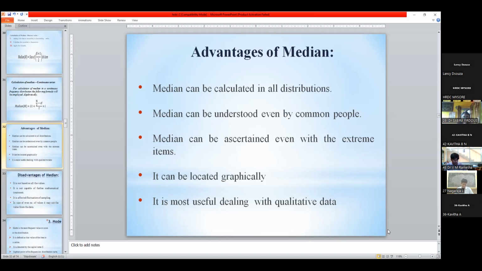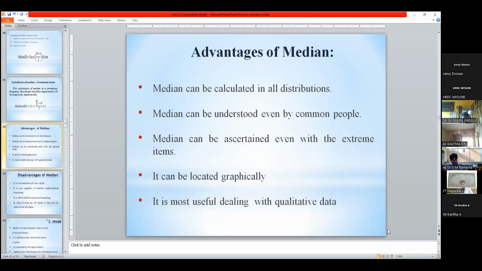Then median can be located graphically, so it is easy to locate. Remember how we used the ogive in the first session this morning. That's where you cut the graph at the 50th percent point, draw down a line, and that point would become the median. So it can be easily located through a graph, and median is a good statistic when you deal with qualitative data rather than quantitative data.